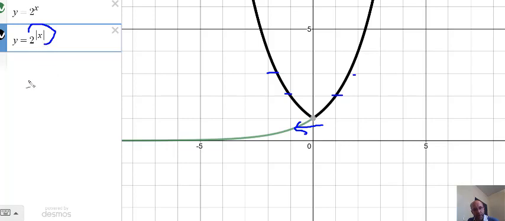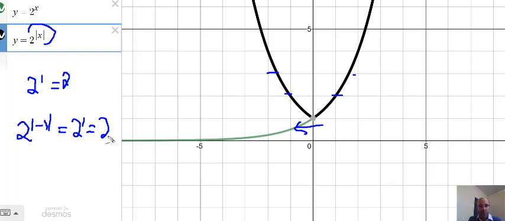So if we have 2 to the 1, we've got 2 for the y value, and if we've got 2 to the negative 1, so when x is negative 1, we take the absolute value of that, and that'll still come out as 2 to the 1, and it'll give a y value of 2. Same with squared, same with cubed, same with all real numbers.